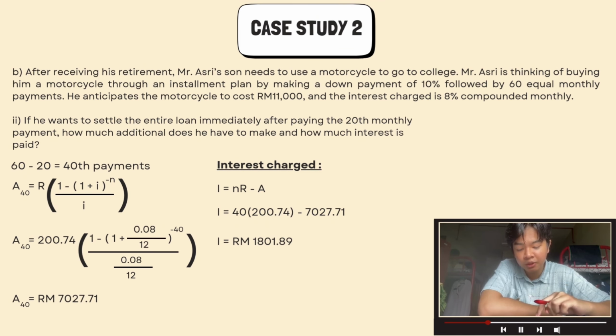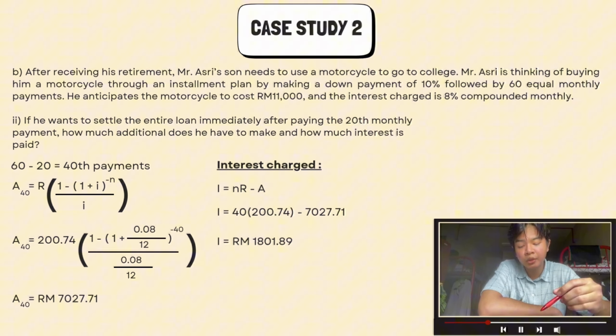If he wants to settle the entire loan immediately after making the monthly payment, how much additional does he have to pay and how much interest is paid? So we're going to use the formula for A, for a loan, as we show here. R is 200.74, i is 0.08 over 12, and n is 40. After we calculate, we got RM 7,027.71.